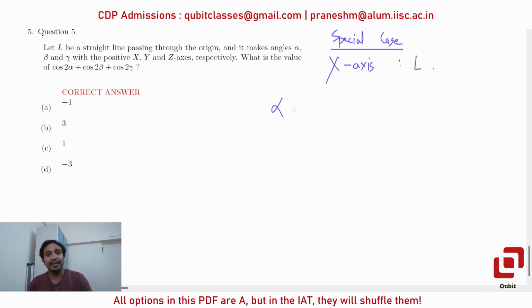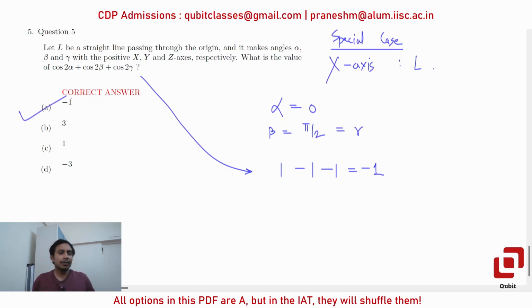Now what is the angle made by x-axis with itself? 0. What is the angle made by x-axis with y-axis? Positive pi by 2. And what is the angle made by x-axis with z-axis? Gamma, also positive 90. So what is this expression? Cos 2 into 0, cos 0 is 1. 2 beta, beta is pi by 2, so 2 beta will be pi, cos pi is minus 1. And then again it will be minus 1 because cos 2 gamma, gamma is pi by 2, so cos 2 gamma will be cos pi, which is minus 1. So the correct answer is minus 1.